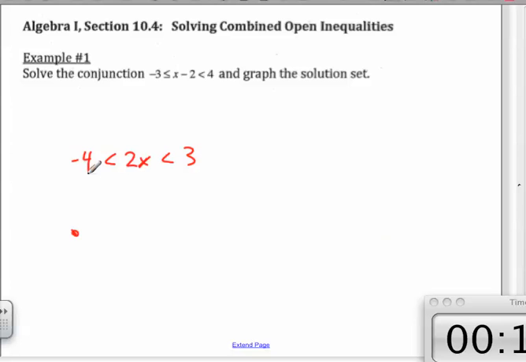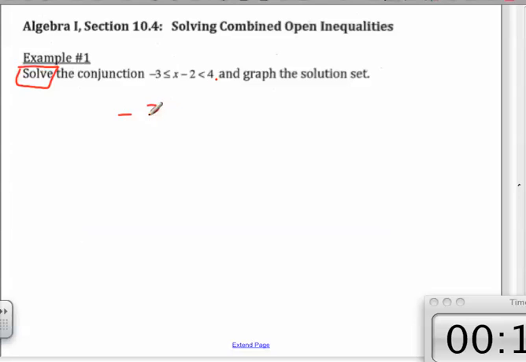But when we want to solve it, we've got to get x by itself. The only thing we have to remember is that whatever I do in the middle to get x by itself, I do it to the outsides as well. And that's it, and it's easy. This one's called a conjunction because the solutions are between two numbers. I'll explain that more when we get to it in just a second.